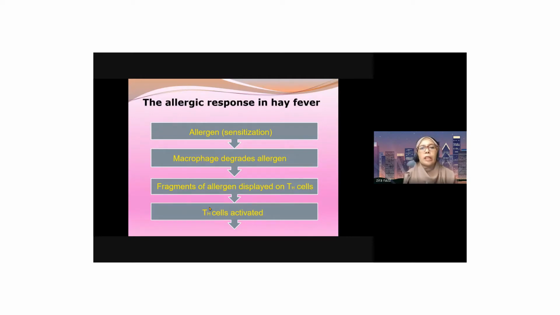So hay fever is due to the allergen, which causes sensitization. With the allergen, the macrophage will engulf, of course, the allergen, and then degrade the allergen into fragments. And of course, like the humoral mediated immune response, the fragments of allergen will be displayed on the T helper cells. They're displayed, and the T helper cells are activated, like the humoral mediated. Once activated, they stimulate the B cells. They normally release cytokines and stimulate the B cells.